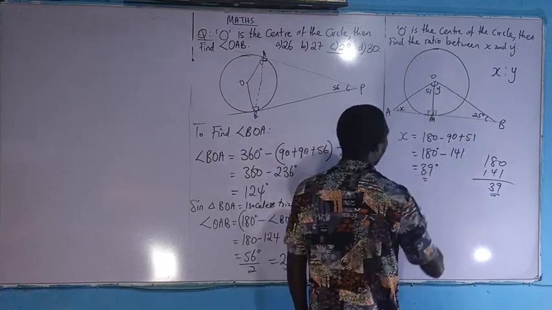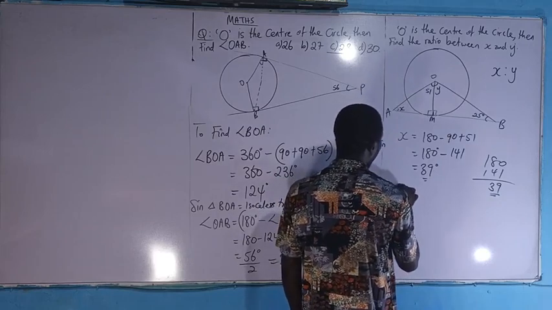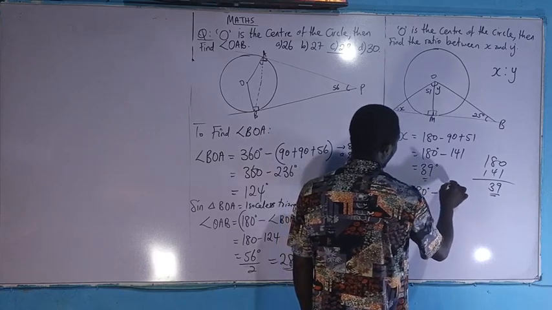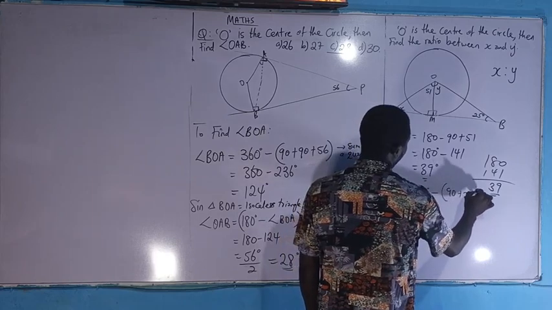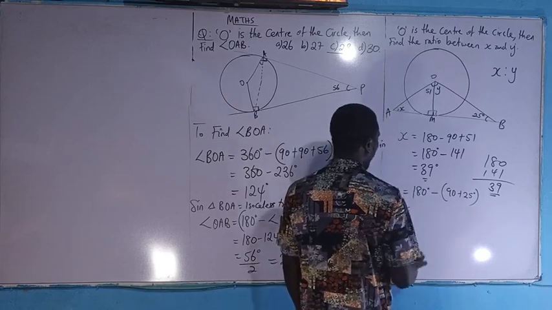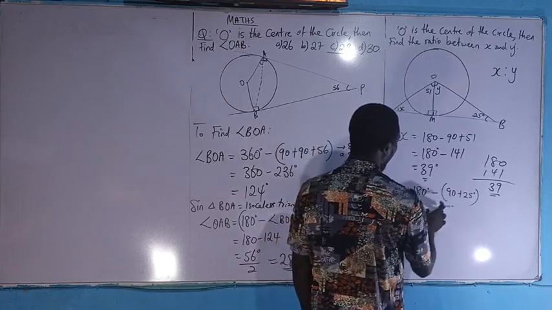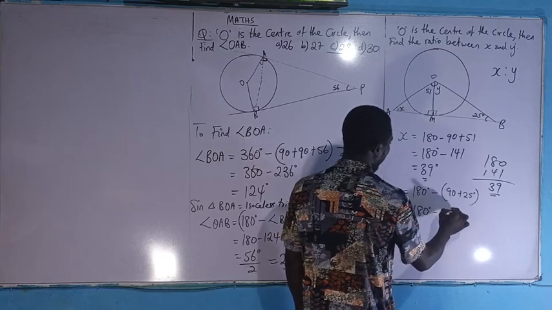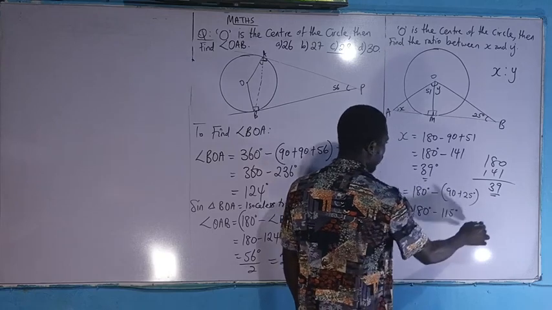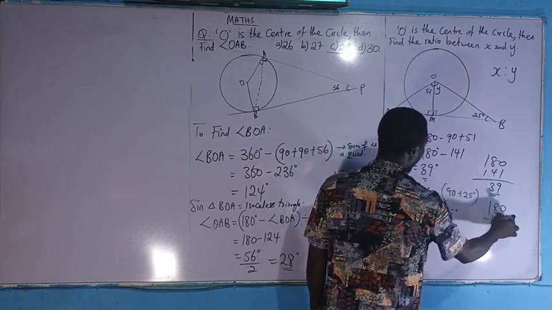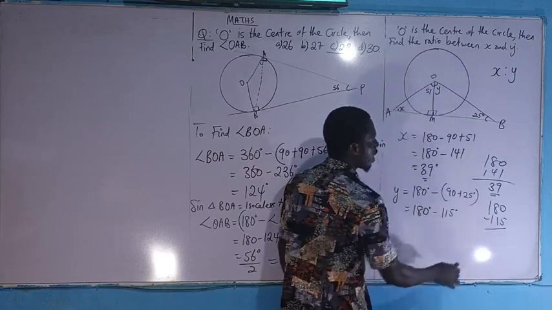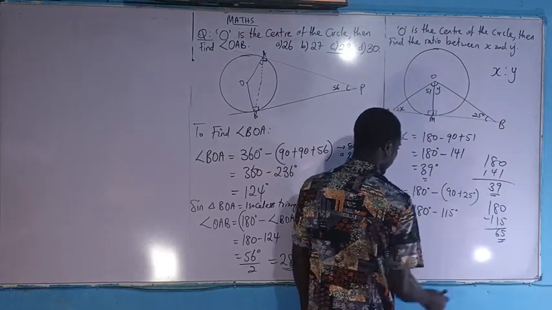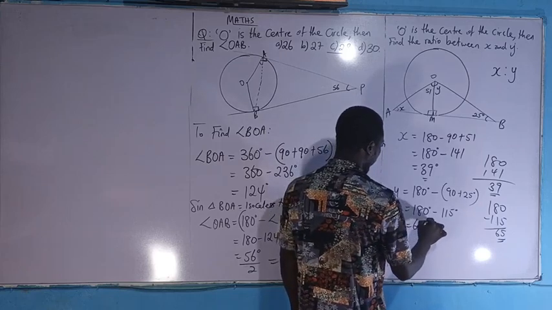Let's find y. Similarly, y will be equal to 180 degrees minus 90 degrees plus 25 degrees. So 180 degrees minus 115 degrees gives us 65. Our answer is 65 for y.